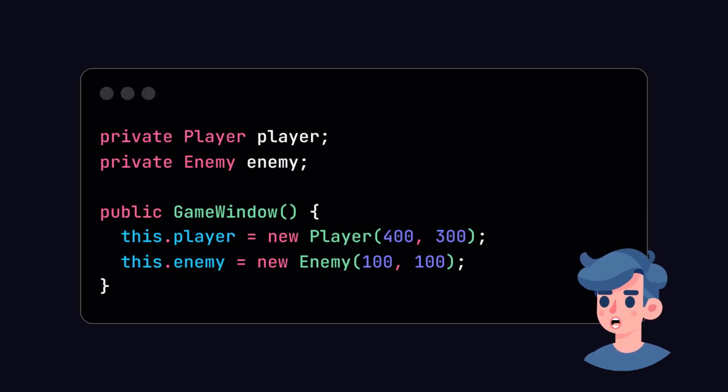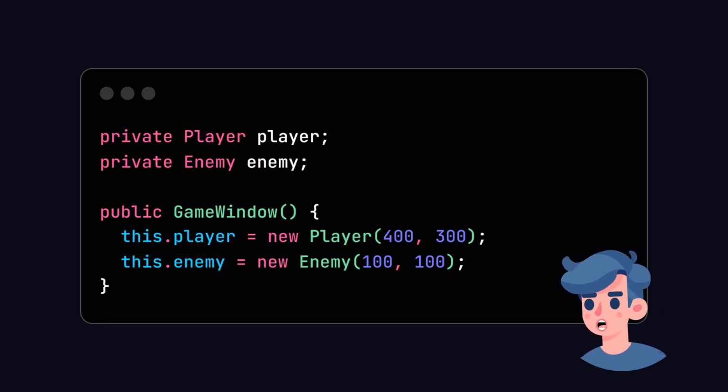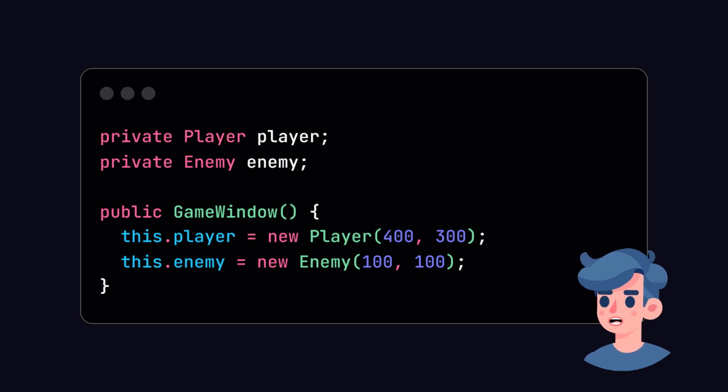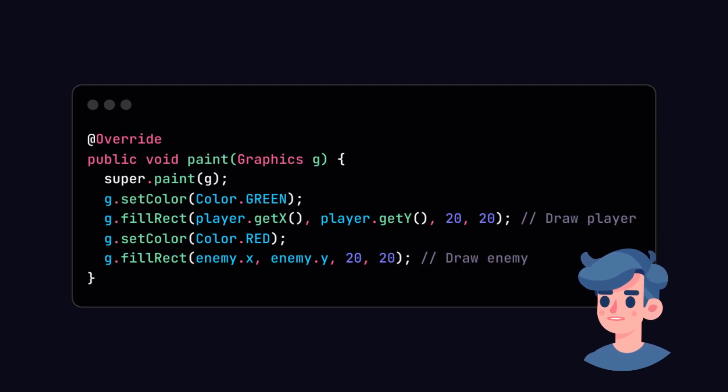Now, to get things moving, we need to create instances of our player and enemy classes. In the game window class, let's declare and initialize our player and an enemy. So far, we have set up our player and enemy. Next, we need to implement a way to display the player and the enemy on our game window. We can do this by overriding the paint method in our game window class.